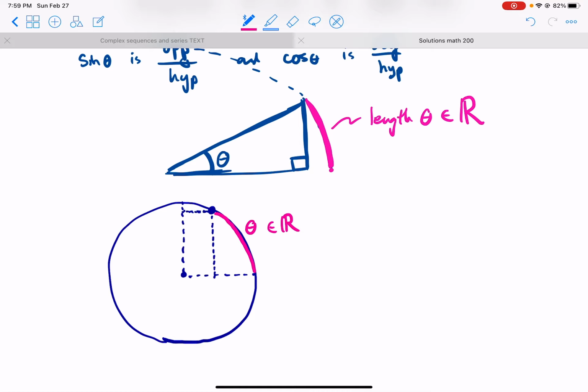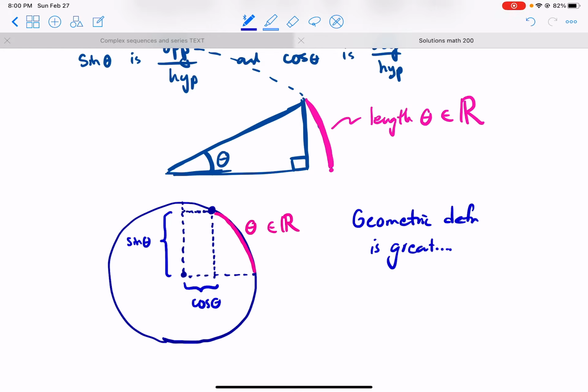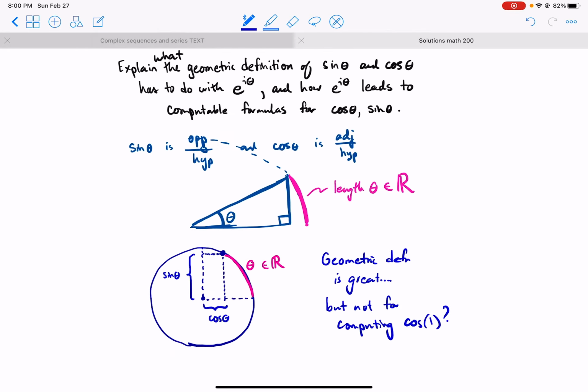Okay. And then this piece right here is cosine of theta, and this piece right here, the length of it, is the sine of theta. Now this is a geometric definition. A geometric definition is great, but not for computing. Not for computing anything. What is the cosine of 1? Nobody knows. They know how to roughly draw it, but nobody knows how to calculate it.